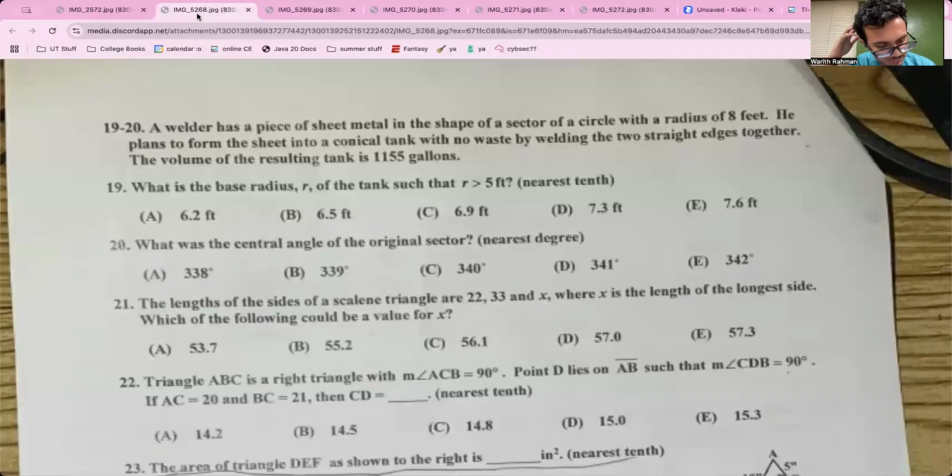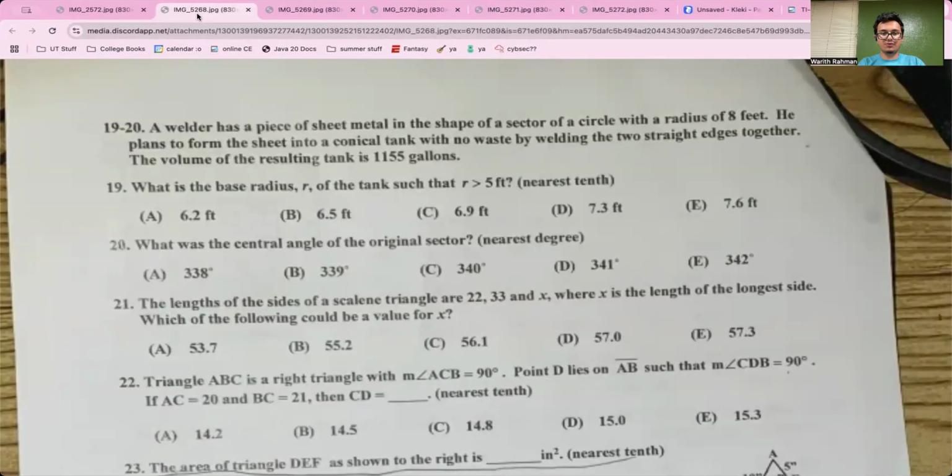But anyways, okay. We have this, and we know that the sector has a radius of 8 feet. If you look back at the video, play back if you need to, you'll notice that this 8 feet will actually represent the slant height of our cone. And the arc length of the sector is going to turn into the circumference of the base. Okay. And we have radius at 8. The volume of the resulting cone is 1155 gallons.